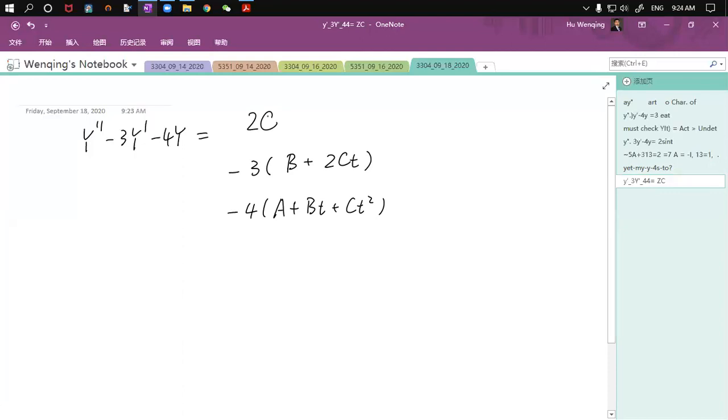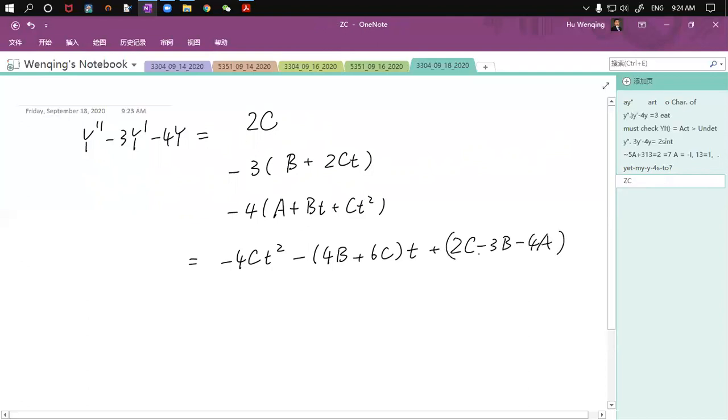So you get all these derivatives just by calculating them, and then you should combine all of them. That's minus 4c t squared, and then the t term: minus 4b minus 6c, times t. And then there is a constant term, which is 2c minus 3b minus 4 times a. Let me make sure I make everything correct.